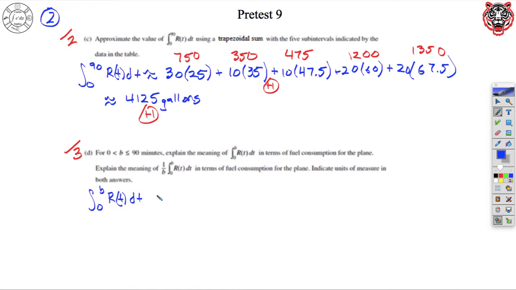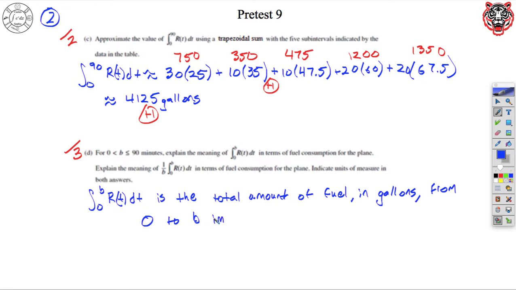This is the total amount of fuel in gallons from 0 to b minutes. Can I read you my answer, Mr. Sindel? Yes. So I said, that means change of fuel consumption in gallons per minute from 0 to 5 minutes, or b minutes. Yeah, you'll get a point for it.